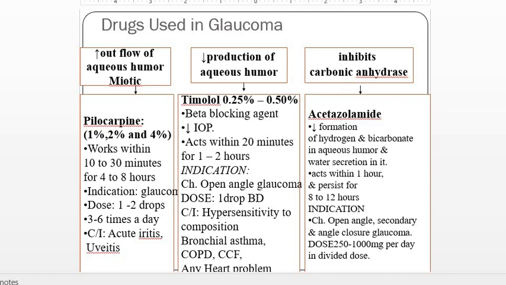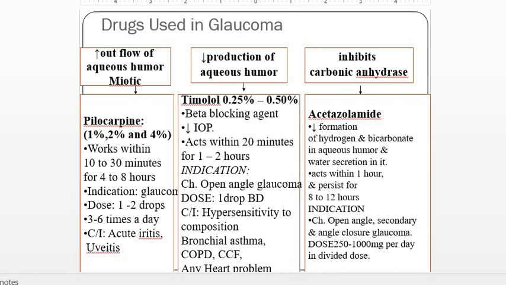So these are the conditions that precipitate glaucoma, and we use drugs for these precipitating factors. Firstly, myotic drugs: we use pilocarpine 1%, 2%, and 4%. Works within 10 to 30 minutes for 4 to 8 hours. Indication: glaucoma. Dose: 1 to 2 drops. Frequency: 3 to 6 times a day. Okay. So these are all about increasing outflow of the aqueous humor.